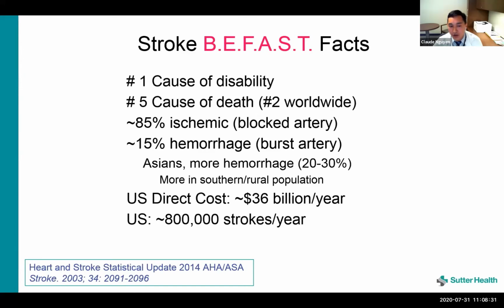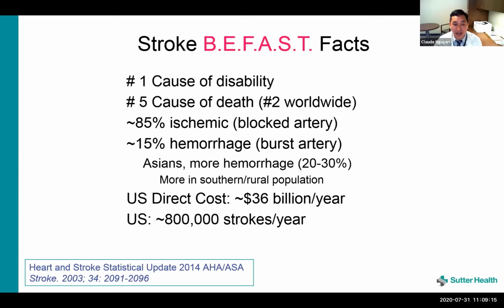It also results in a really high cost to the US overall in terms of healthcare dollars. The direct costs associated with stroke, that is the costs associated with caring for people with stroke, whether it's the testing involved or getting them the rehabilitation they need, come to about $36 billion a year. And that's only the direct cost. If you add on top of that the indirect costs, that is costs associated with people's loved ones having to stop their lives in order to care for people with stroke, that cost is even higher.